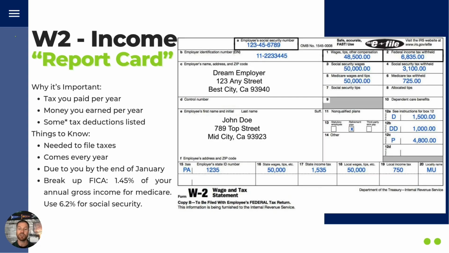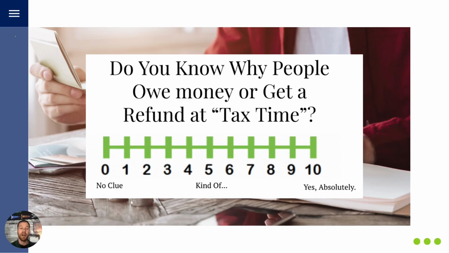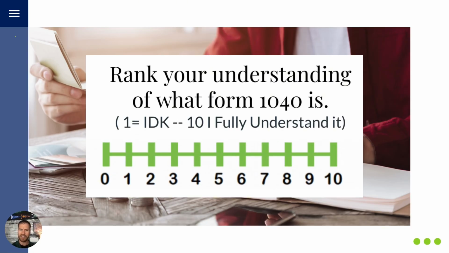So that $1,500 gets deducted from that box 3 or box 5, which was your actual gross annual income, which leaves us with $48,500 of taxable income. I then ask students, do they know why people owe money or get a refund at tax time? And oftentimes they have no idea. I then ask them what their understanding is of what Form 1040 is.